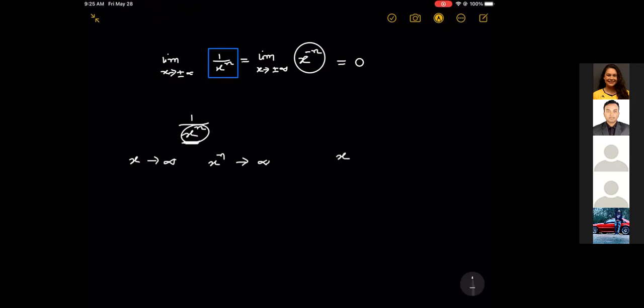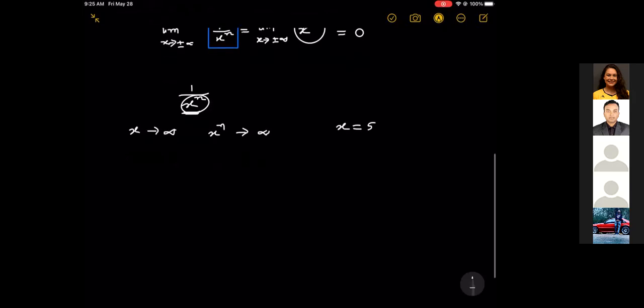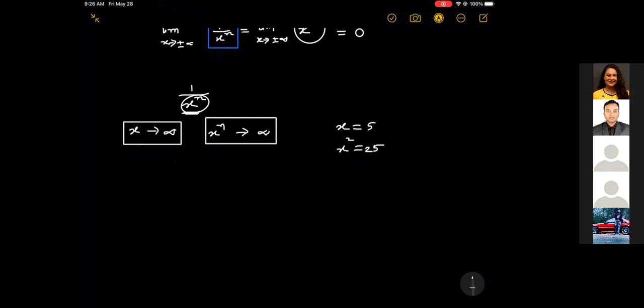Whatever the value of x is, the exponent actually gives you a bigger value, doesn't it? For example, if x is 5, what does x squared give you? It actually gives you a bigger value. So if x tends to infinity, x to the n is an even bigger value. Doesn't matter what your n is, whether it's odd or even. You can't really say that we have twice the amount of infinity. Anything bigger than infinity is still infinity. You can't really define anything beyond that. So x to the n also tends to infinity.